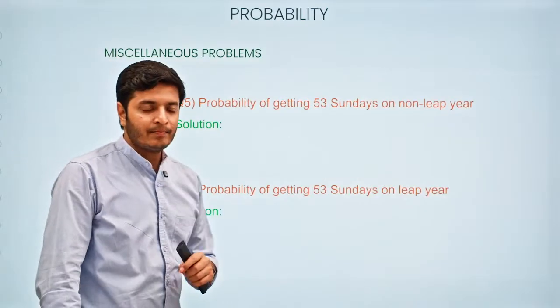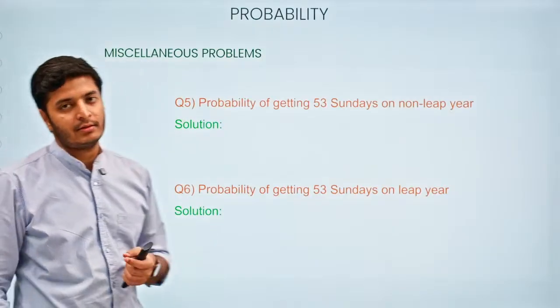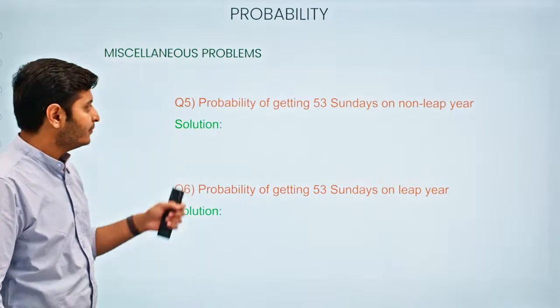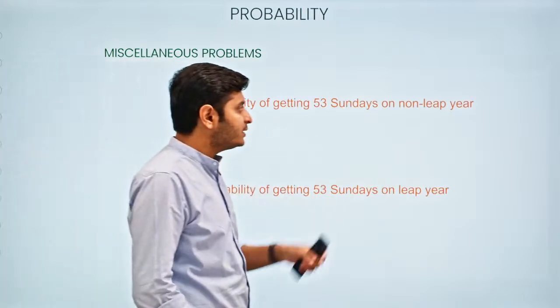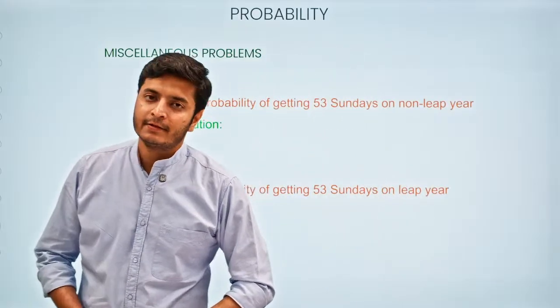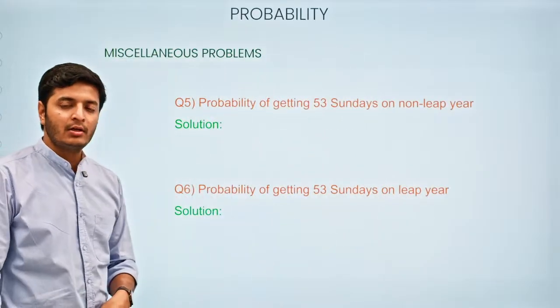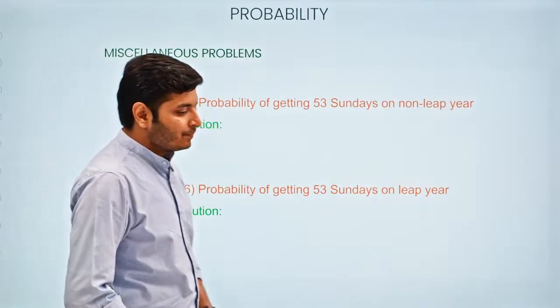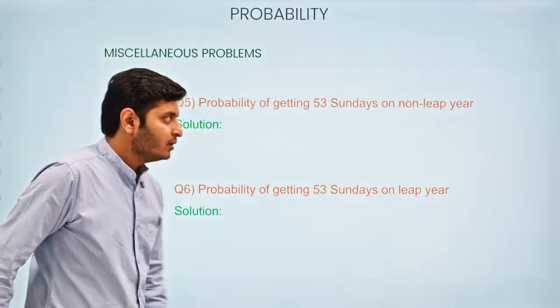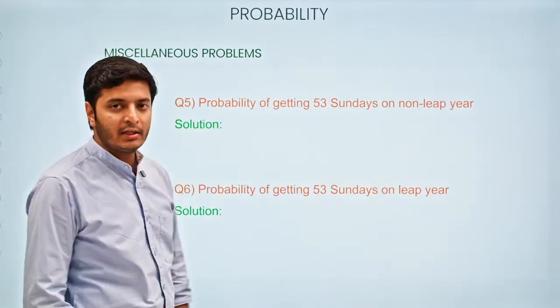Now the next problem is a little bit interesting, because here we need to apply a different logic. What is the probability of getting 53 Sundays in a non-leap year? I'm going to show you a trick here. If this type of problem appears in the exam, you can apply one trick. How many weeks are there in a year? 52, we know this.